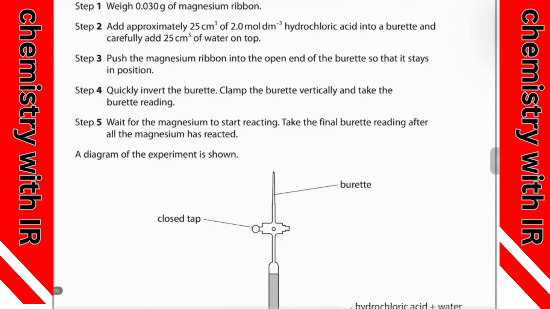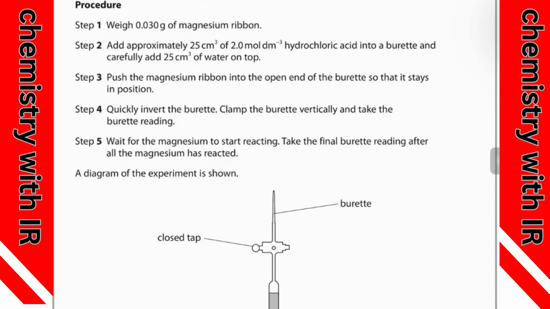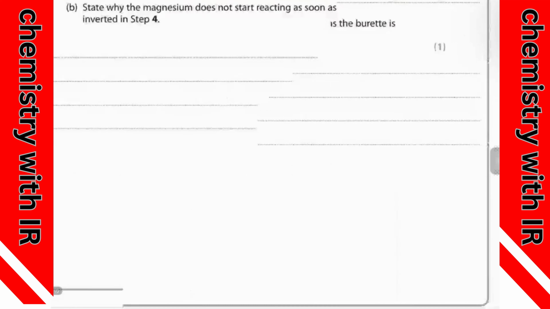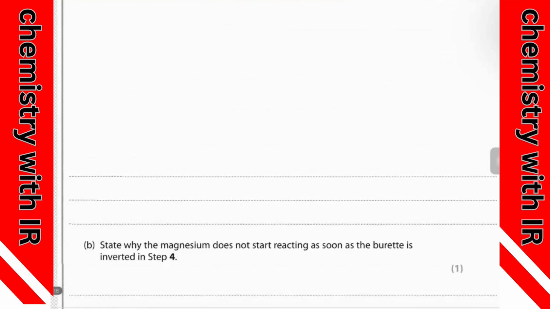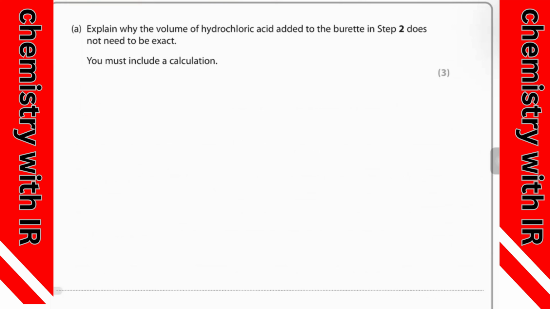You know, hydrochloric acid is in excess. Hydrochloric acid is in excess, and magnesium ribbon is in a limited quantity. It's only 0.03 grams. Okay, they are saying why the volume of hydrochloric acid added to the burette in step 2 does not need to be exact. Of course, this should be in excess. An excess amount is not supposed to be exact. Why have we added excess hydrochloric acid? To make sure all the magnesium ribbon has reacted, of course.